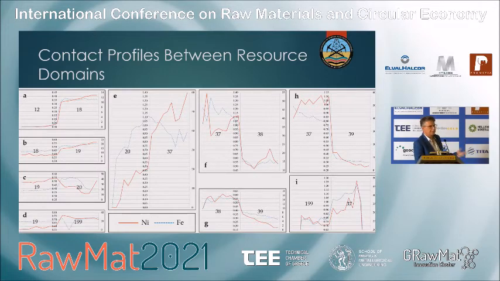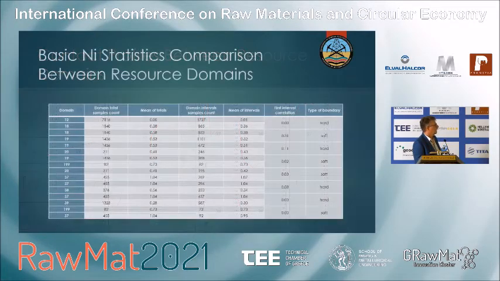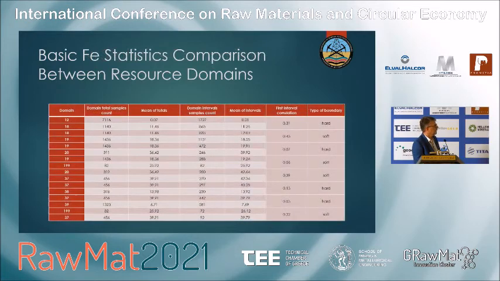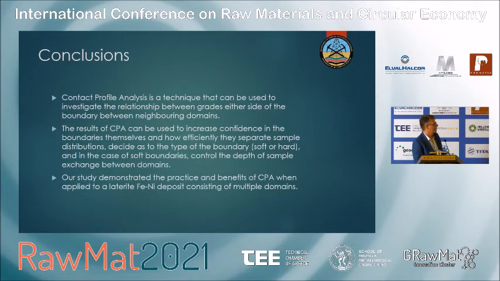So this is a very simple tool. There's not a lot of math behind it. It's very easy to do, even if you don't have specialized software to perform this. And we also get the basic nickel statistics between the different resource domains and what kind of boundary. We also get the correlation for the first interval, which can also help us make a decision as to the type of boundary. This is for nickel, and this is for iron. Sorry for running this too fast, but I think you'll all be happy with that at the end.